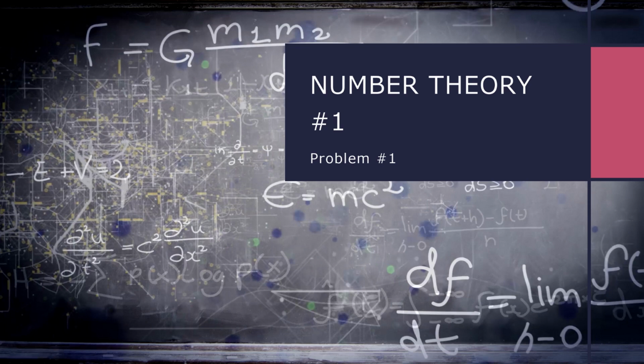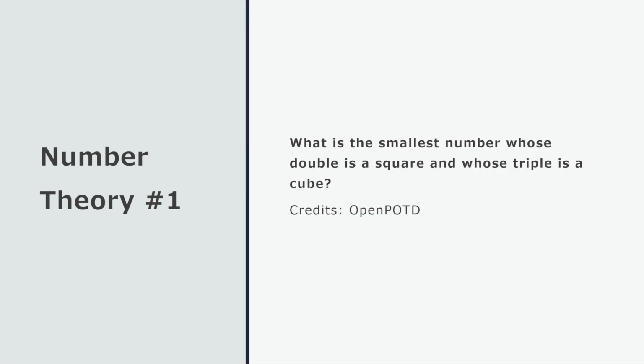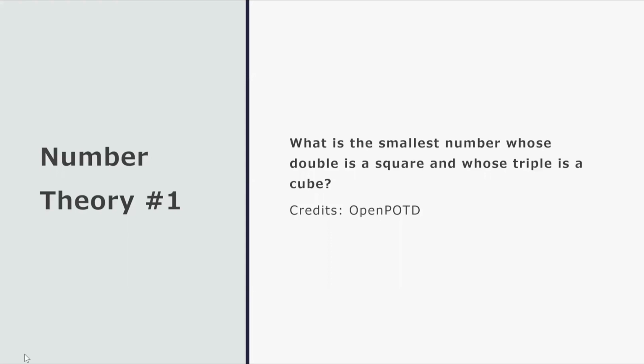Hello, so let's start with number theory. Number one is the first in a series of videos for our big set of math problems. It's the smallest number whose double is a square and whose triple is a cube. This problem is taken from OpenPOTD, which is a problem of the day bot system in Discord. So let's see how to solve the problem.